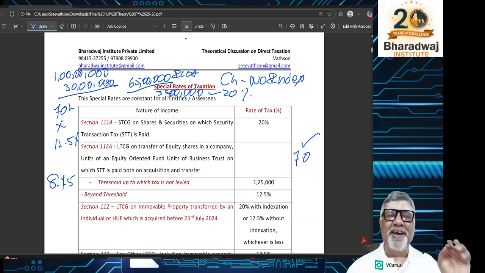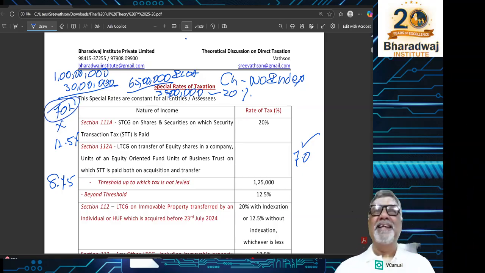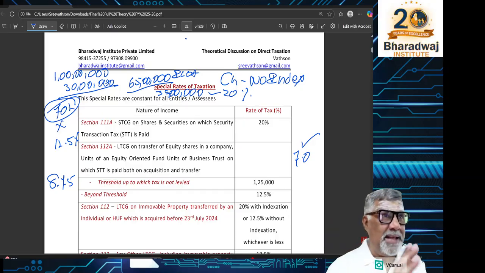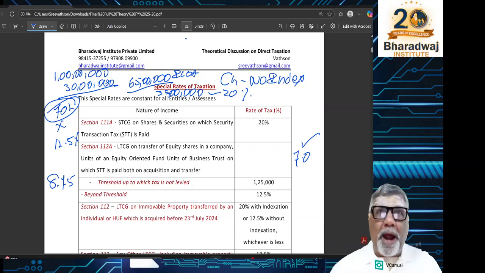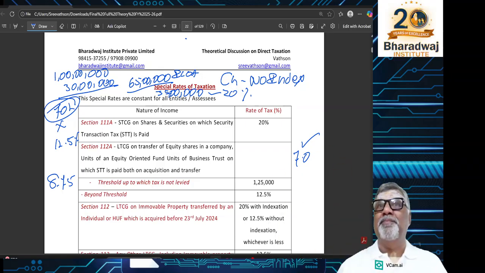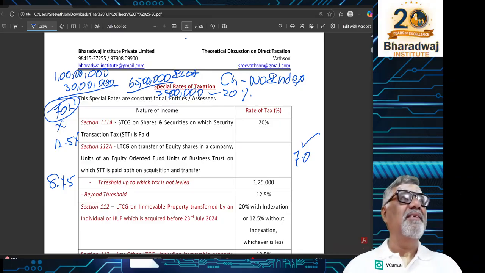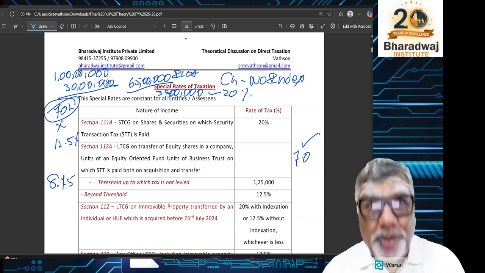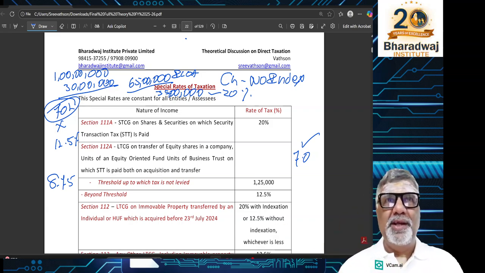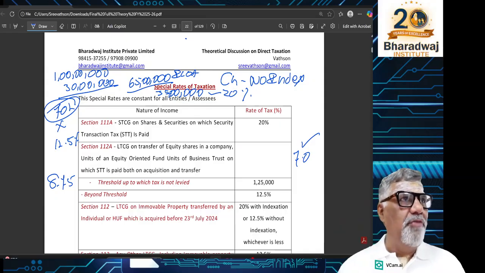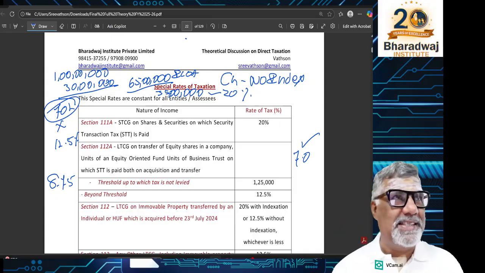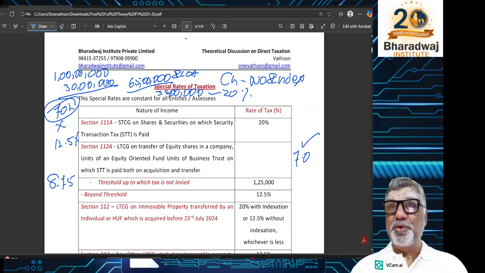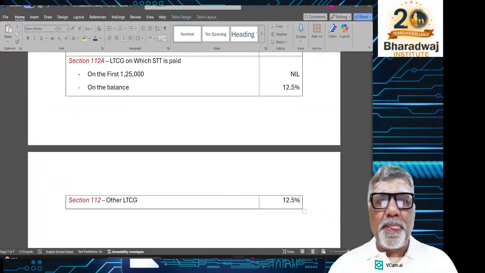Why? My income is 70 lakhs. This is the beauty of the amendment. They did not make the amendment as part of the capital gains chapter. While computing my total income, I will take 70 lakhs. While computing tax, I have two options: with indexation, 20%; without indexation, 12.5%, whichever is less. But my income would have exceeded 50 lakhs. So that is why they brought it as part of this law.